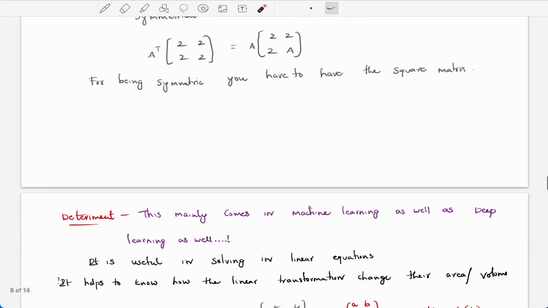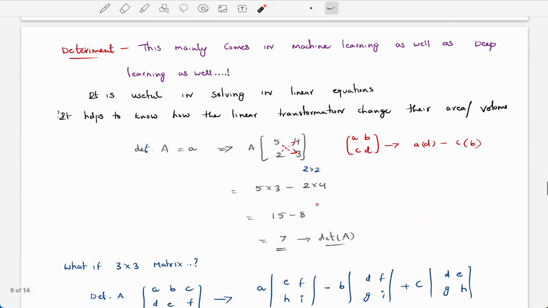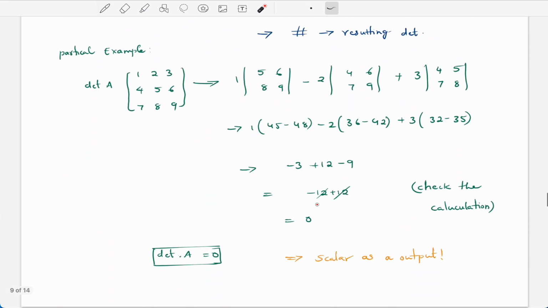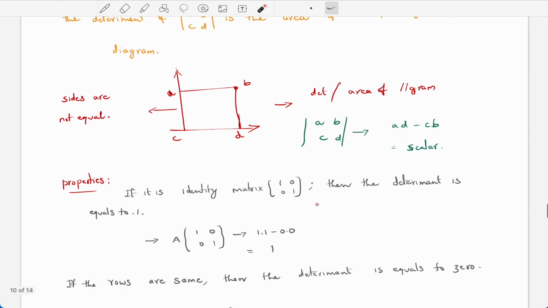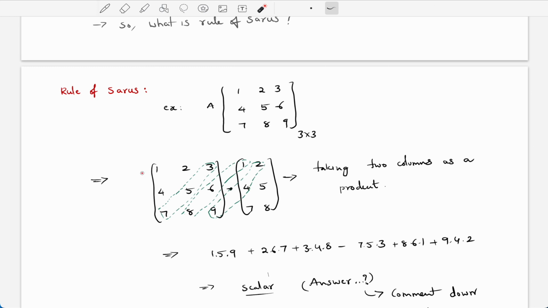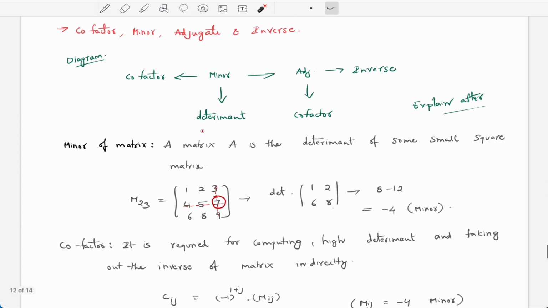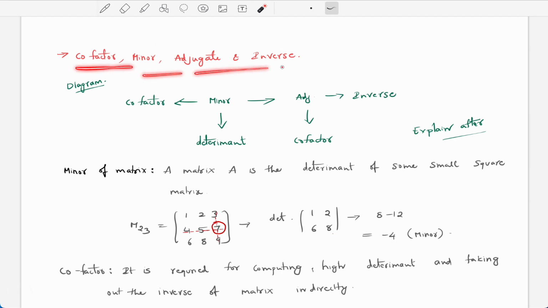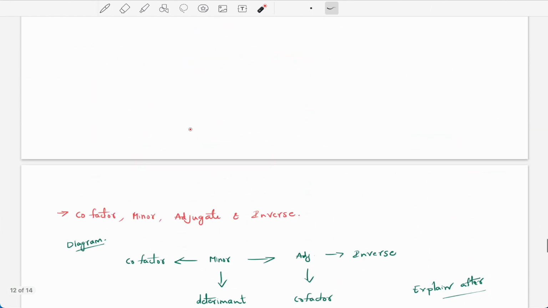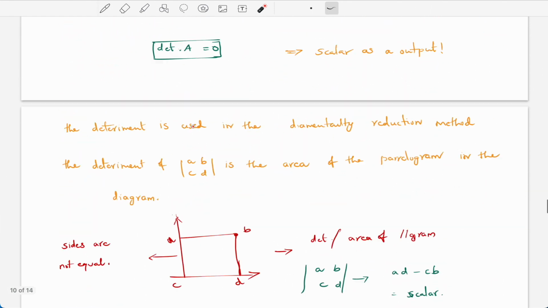In the next lecture, we're going to cover some of the most important topics like the determinant, how we find the determinant, and some properties. We have something known as the rule of Sarrus, which is just a fancy word. Then we're going to cover the cofactor, minor, adjugate, etc. It is a lengthy lecture, and one of the most important topics in machine learning.